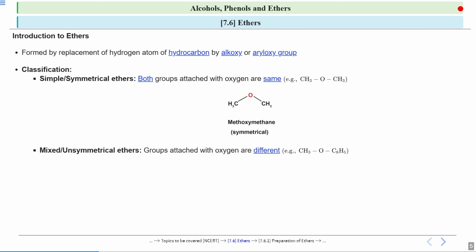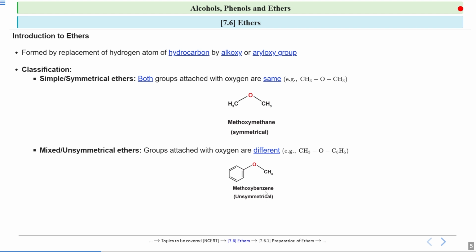Now if I talk about mixed or unsymmetrical ethers, then in this, the groups attached to the oxygen on your left and right sides are different. That means both the groups are different. Look at this example. At the right side, you will see a methyl group. And at this side, you will see a benzene ring. So both the groups are different. So this is a mixed or an unsymmetrical ether.